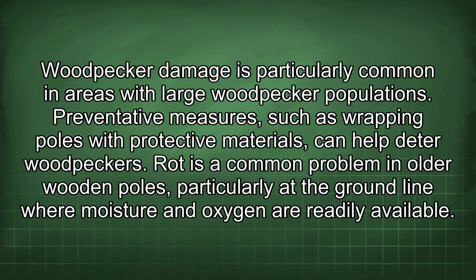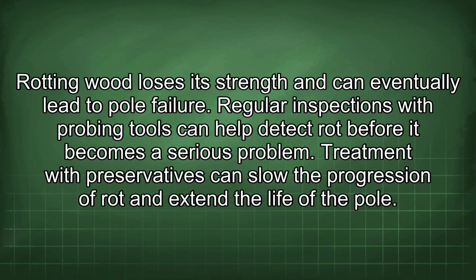Rot is a common problem in older wooden poles, particularly at the ground line where moisture and oxygen are readily available. Rotting wood loses its strength and can eventually lead to pole failure. Regular inspections with probing tools can help detect rot before it becomes a serious problem. Treatment with preservatives can slow the progression of rot and extend the life of the pole.